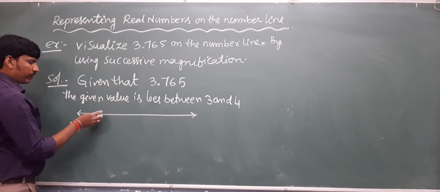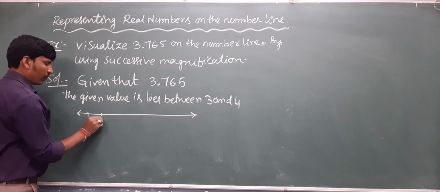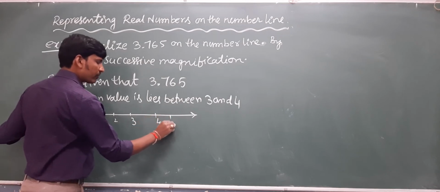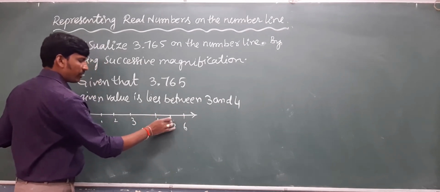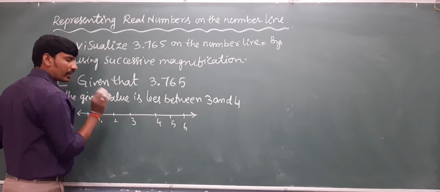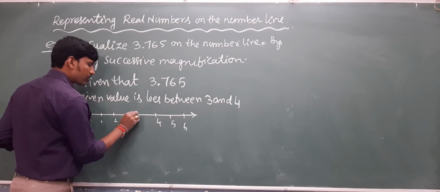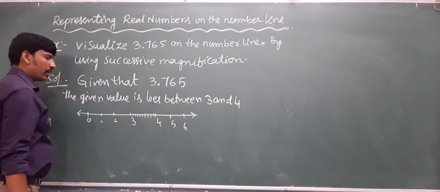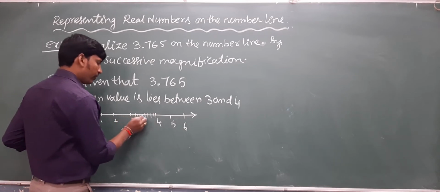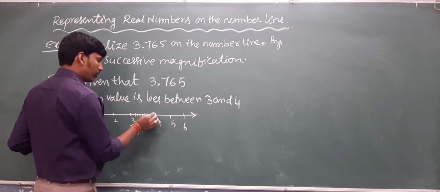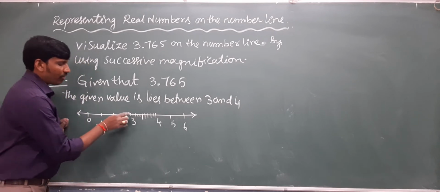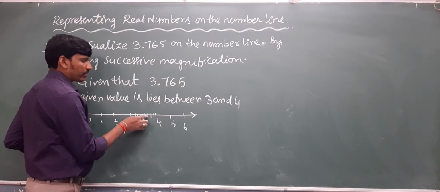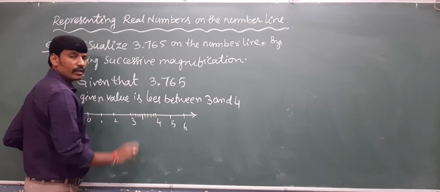Draw the number line. Now this is 0, 1, 2, this is 3, this is 4, this is 5, this is 6. Now in between 3 and 4 we will be having 10 lines. Clear? 1, 2, 3, 4, 5, 6, 7, 8, 9. Like this. Now this value will become 3.1, 3.2, 3.3, 3.4, 3.5, 3.6, 3.7, 3.8, 3.9, 4.